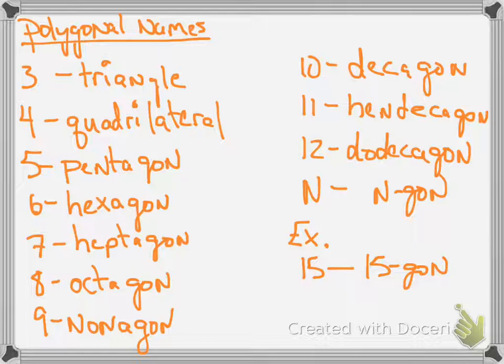Okay, so here we have different polygonal names. A three-sided polygon is a triangle. Four-sided is a quadrilateral. Yes, there are names like squares and rectangles, but right now the general name is quadrilateral. Five-sided is pentagon. Six-sided is hexagon. Seven, hepta. You can read those. Now, anything above 12 we're going to say is an n-gon. So a 15-sided figure would be just a 15-gon. A 20-sided figure would be a 20-gon. You should know these names.